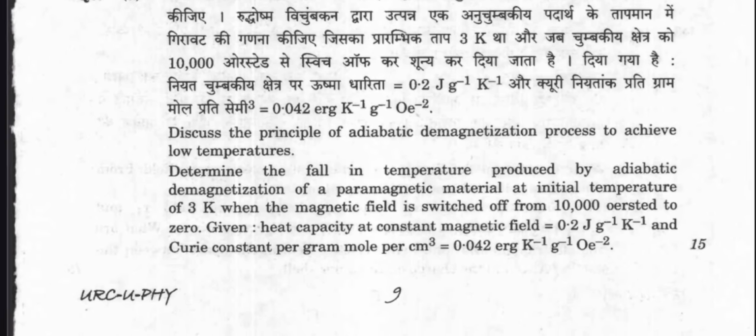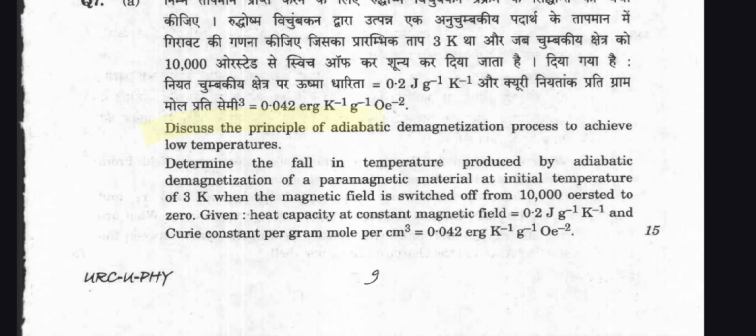Question number 7 is here. Discuss the principle of adiabatic demagnetization process to achieve low temperature. Determine the fall in the temperature produced by adiabatic demagnetization of a paramagnetic metal at an initial temperature of 3 K when the magnetic field is switched off from 100,000 oersted to 0, given the heat capacity at constant magnetic field 0.2 joule per kg and the Curie constant per gram mole per centimeter cube 0.042 R K per minus 1 G per minus 1 Oe per minus 1.